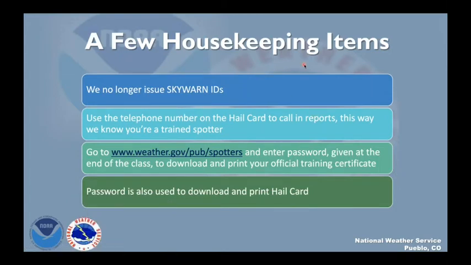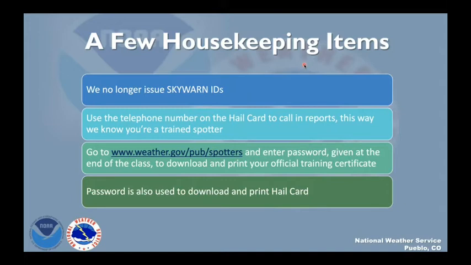All right, so just a few housekeeping items. Afterwards today, we've changed our policies a little bit, and we're no longer issuing SKYWARN IDs. Instead, we're just going to be asking who you are and where you're at, and then we'll issue a report that way. Use the telephone number on the hail card to report in the calls. It's a 1-800 number. It's the best way to get to us right away. It's toll free, doesn't charge you anything.